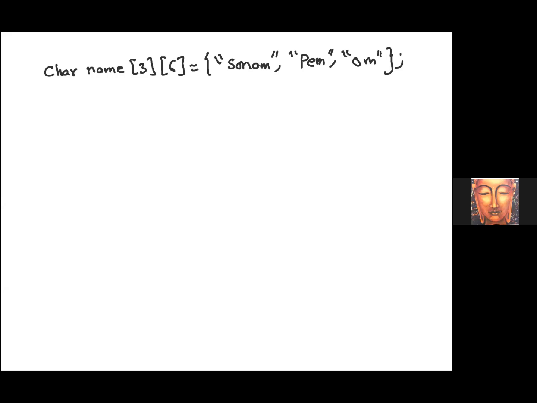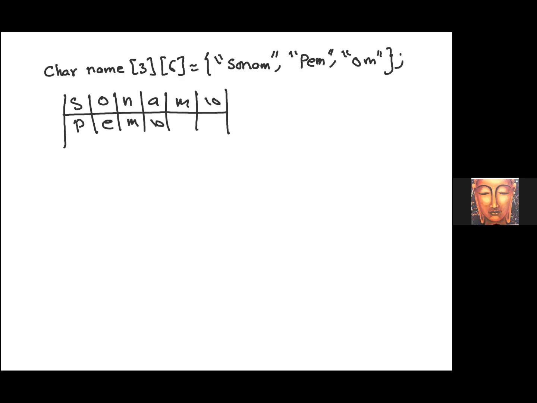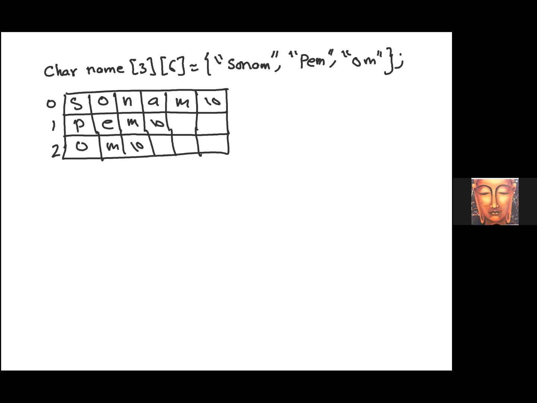If we just draw it, there are 3 rows. So S, O, N, A, M, null is my first row. Then you have P, E, M, null, the second row. Then for the third I have O, M, null. So for the two-dimensional array, this is 3: 0, 1, 2, or I can write 1, 2, 3. It depends on how you write it, right? So I have a 3 by 6 two-dimensional array.